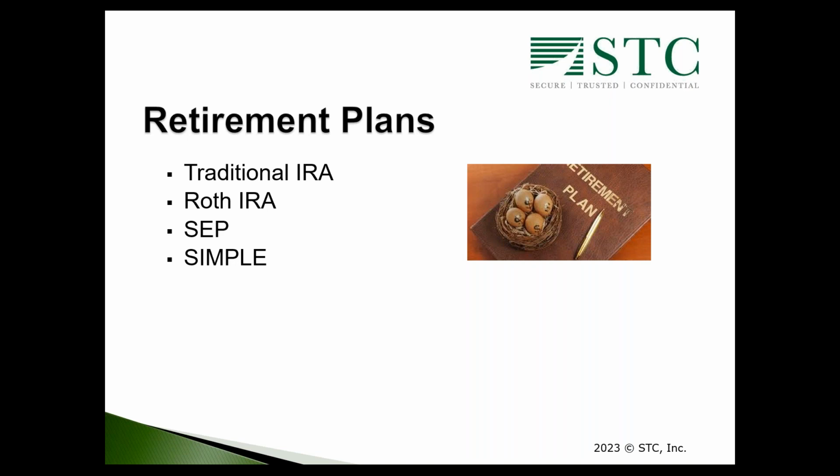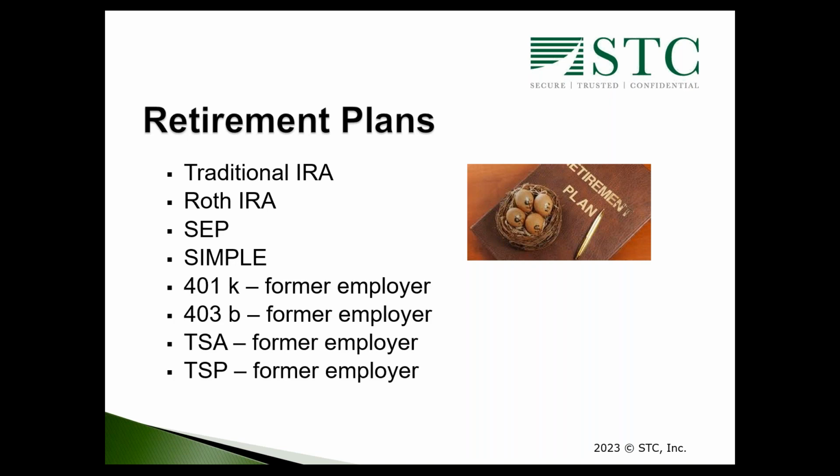A SIMPLE plan, savings incentive match plan, is another type of plan that I've seen some partners use, again, some sole proprietors use. And its maximum contribution for 2023 is $15,500.